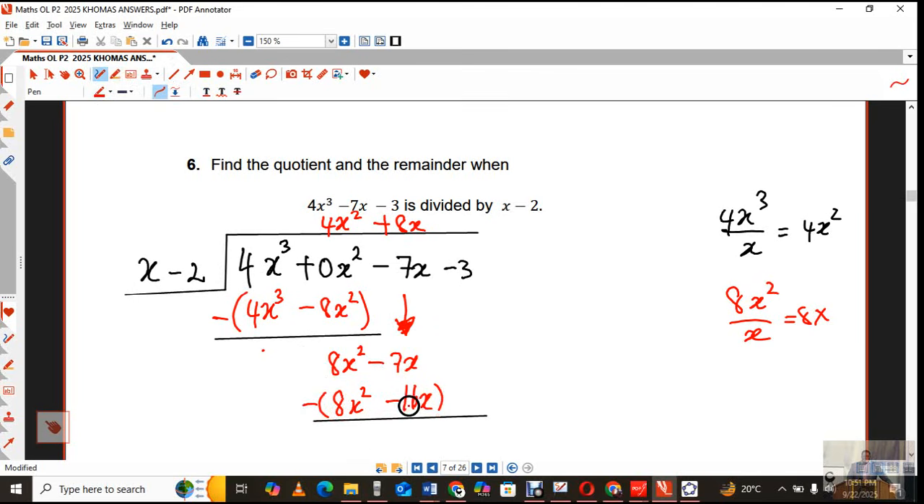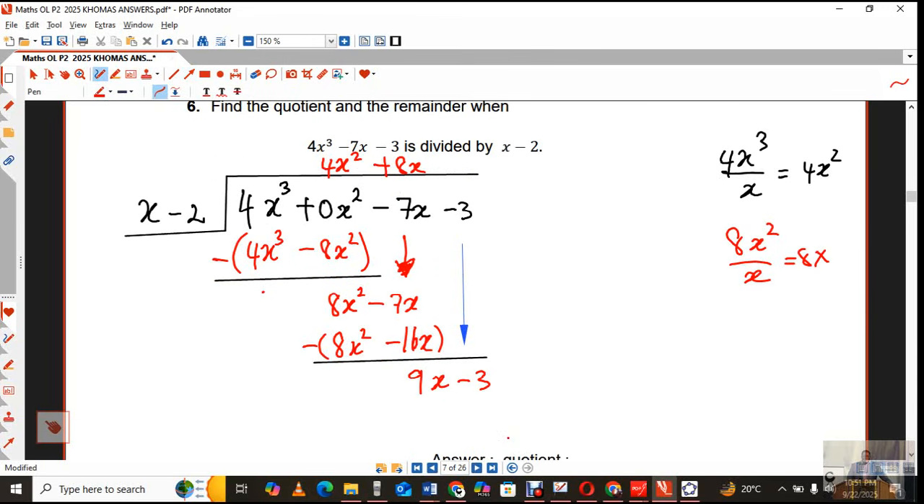This is going to be 0. This is the same as 16 minus 7, and of course 16 minus 7 is nothing but 9x. And I'm going to bring down that minus 3 over there. So have my minus 3 over there. Too fast, right? Just make sure that you follow.